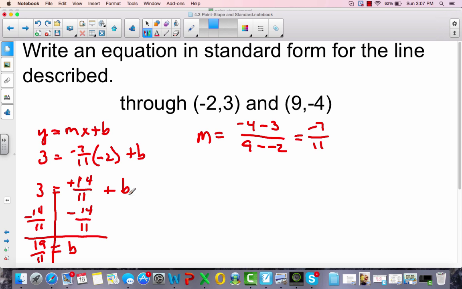So now we can write it in slope-intercept form. We've got y equals negative 7/11 x plus 19 over 11. Okay, one of the things you remember about this is that you can't have fractions in standard form. So let's get rid of the fractions. The way we do that is by multiplying by this denominator of 11. So we multiply everything by 11.